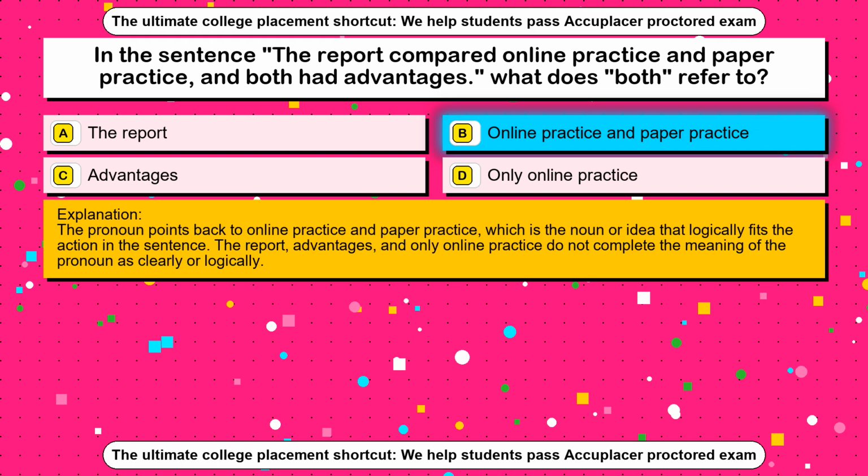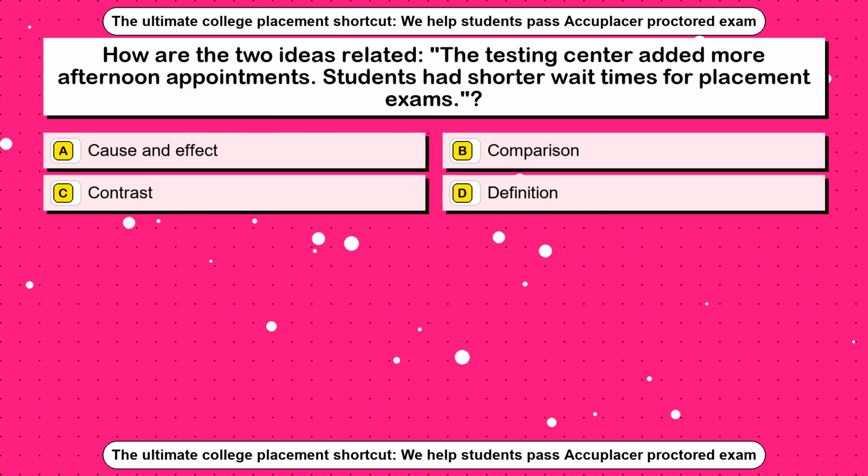The pronoun points back to online practice and paper practice, which is the noun or idea that logically fits the action in the sentence. The report, advantages, and only online practice do not complete the meaning of the pronoun as clearly or logically.